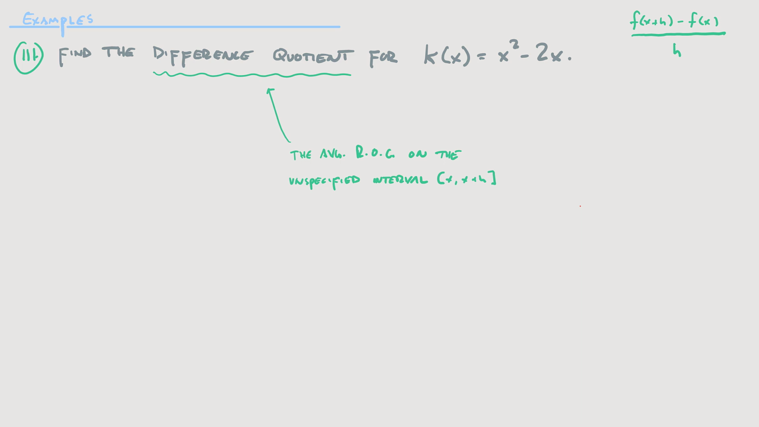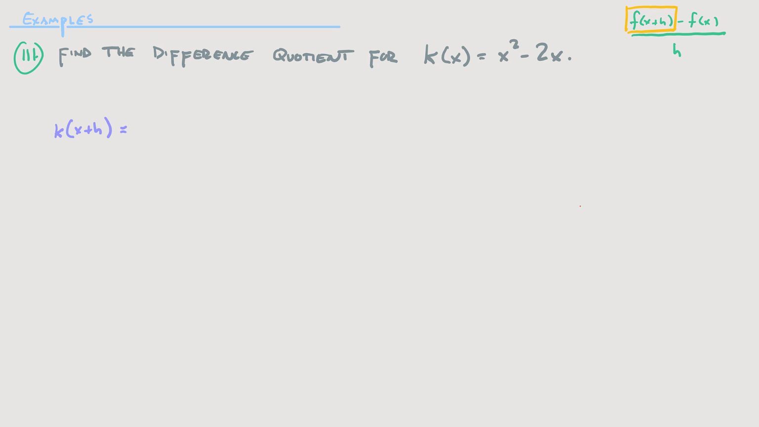Now to find that, we should probably start by finding this thing, f of x plus h. I guess in our case, though, it's k of x plus h. When you're evaluating a function at an expression, that expression replaces x, or whatever the independent variable is in your function, in our case x, with the expression itself. So instead of x, I'm going to write x plus h. Instead of x squared, we have the quantity x plus h squared. Instead of minus 2x, we have minus 2 times the quantity x plus h. And then we've got to simplify this thing.